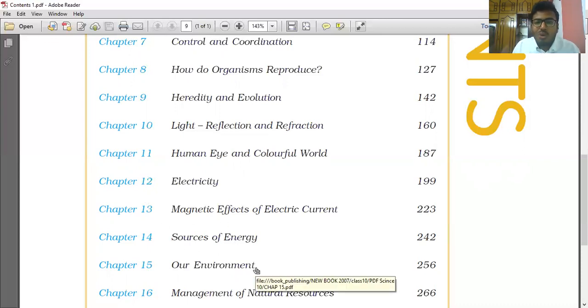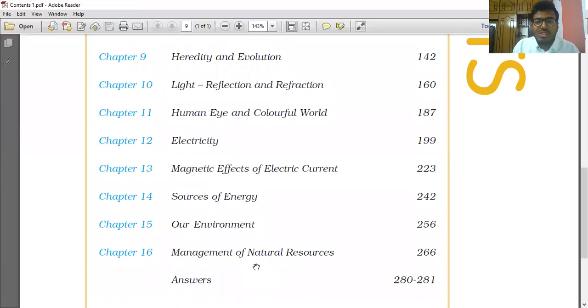Our environment is our surrounding. Okay, what should be done in our surrounding, how we can protect it. What are the disadvantages of the environment that we are causing, what are the advantages we are taking from the environment. So all that we'll be discussing in that chapter. The last chapter is management of natural resources.